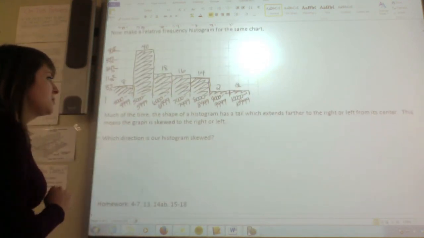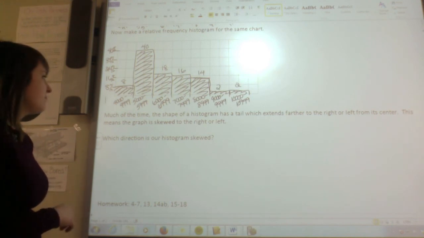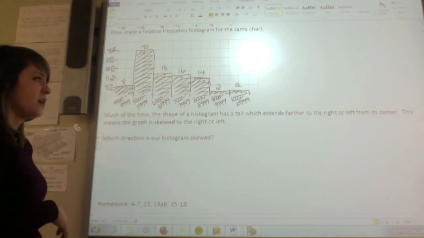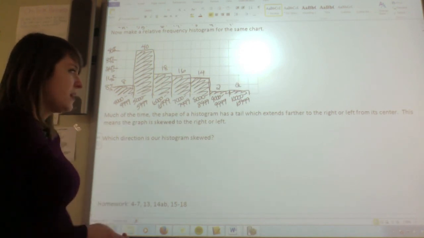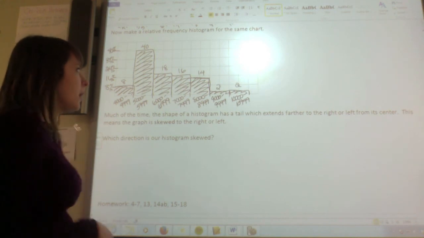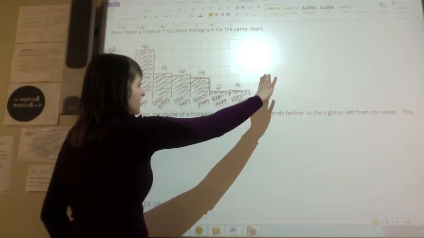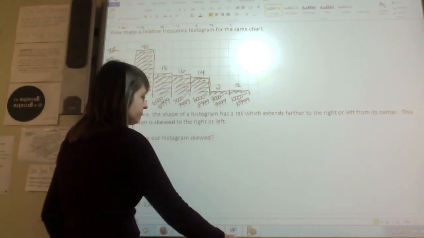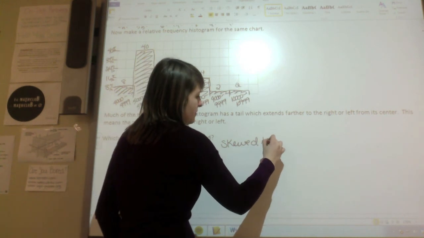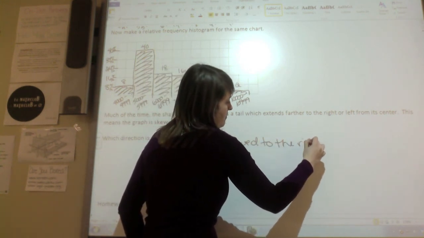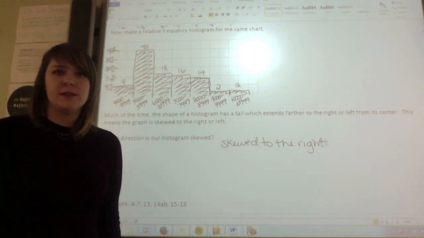So much of the time the shape of a histogram has a tail which extends farther to the right or left from its center. This means that the graph is skewed to the right or the left. Looking at our graph, is our graph skewed to the right or to the left? Well, if I look at this, this is kind of like my center, and my tail is coming out this way. So my tail is coming out to the right, meaning that my graph is skewed to the right. And that's everything for section 5.